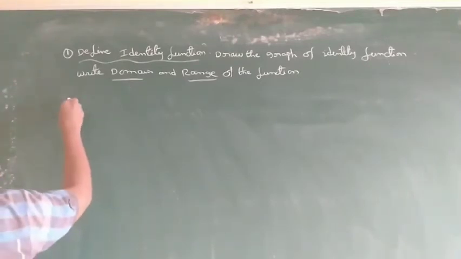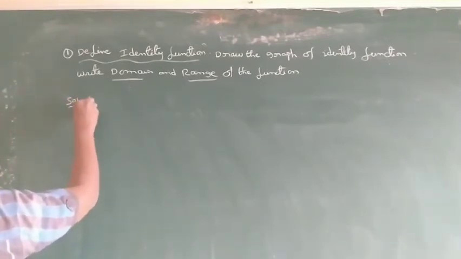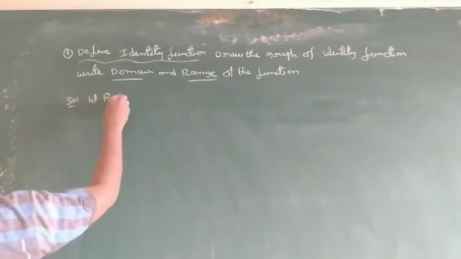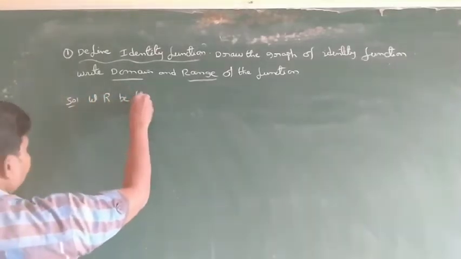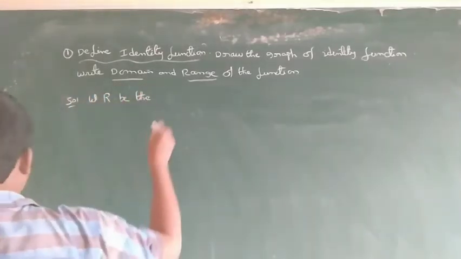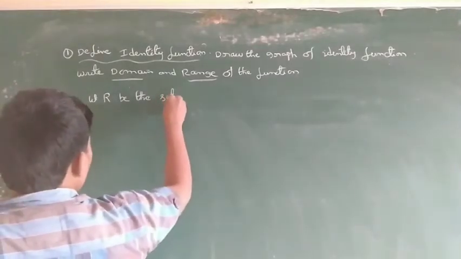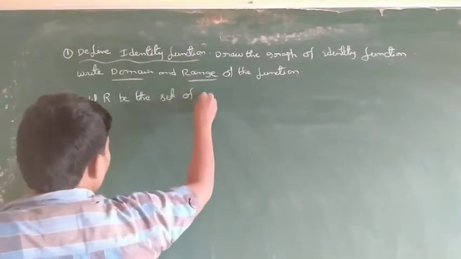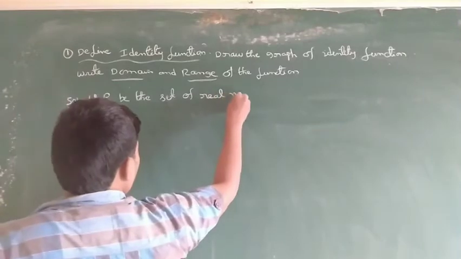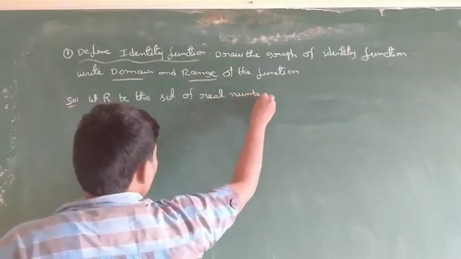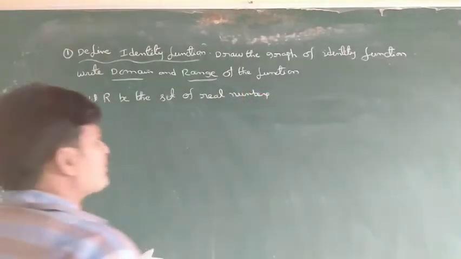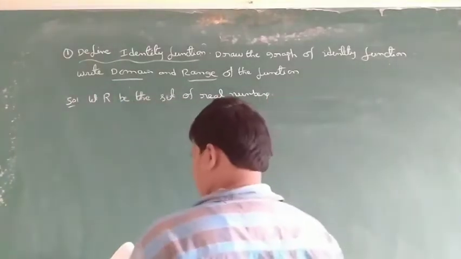Let R be the set of real numbers. R means what? Real numbers. R is nothing but real numbers. So, full stop.